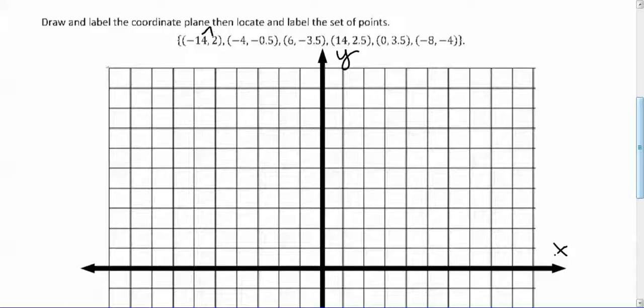So I'm going to call this one A, this one B, C, D, E, and F. And we now need to look at setting up our scale for our x-axis. So we've got -14, -4, 6, 14, 0, and -8.